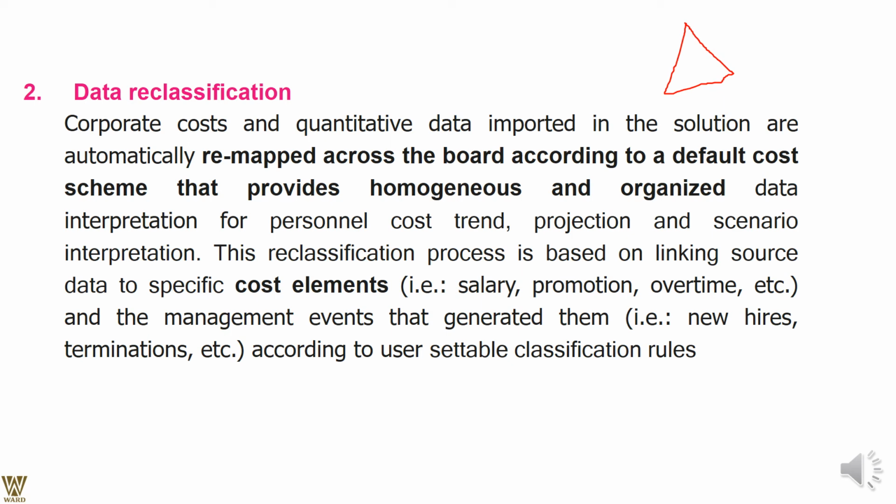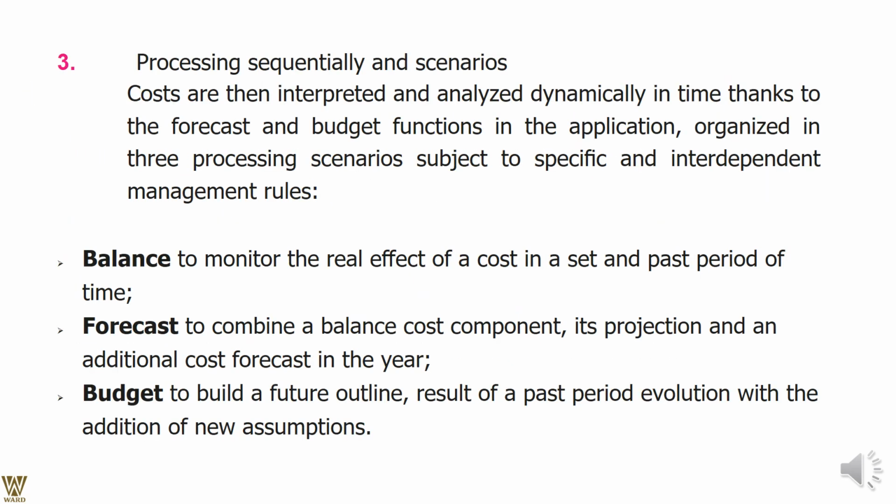For example, the salary, the promotion, the overtime, the management, even that generates them to a new hire according to the user settable classification. Very true. The third step is processing sequentially, one by one, prioritizing the first, then the second, then the third. Why? Because in this fashion we can interpret and analyze the cost. We can understand why it was done and how important it is. Balance to monitor the real effect of the cost in a set of past periods.